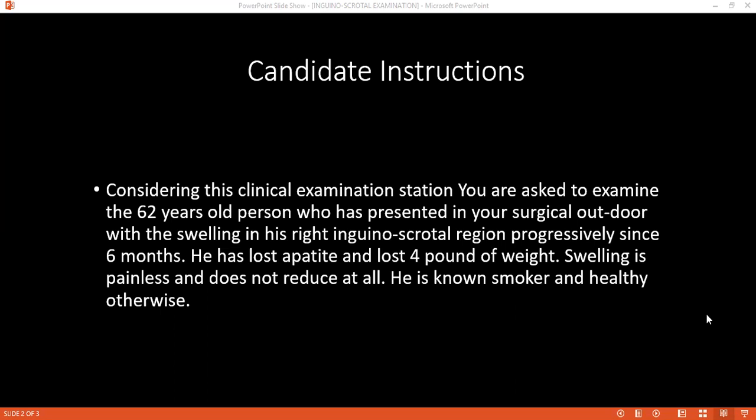Can you tell me what you understand by the modified Bassini herniorrhaphy? Modified Bassini herniorrhaphy is the one where we pass the external oblique aponeurosis behind the spermatic cord, bringing the spermatic cord into the subcutaneous fascia, using non-absorbable sutures, Prolene. Good.